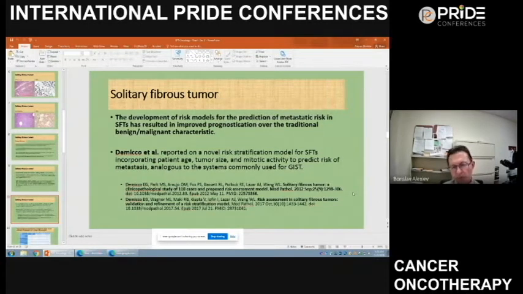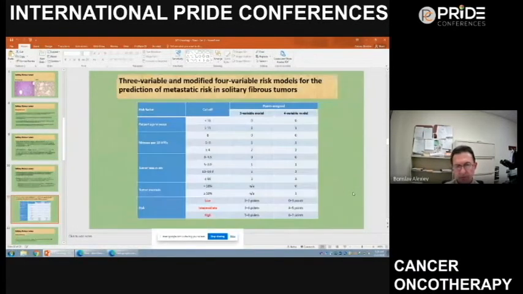The development of risk models for the prediction of metastasis risk in SFT has resulted in improved prognostication over the traditional benign-malignant characterization. Here, I would like to draw your attention to the studies performed at MD Anderson by D'Amico and her colleagues. They reported a novel risk stratification model for SFT incorporating patient age, tumor size, and mitotic activity to predict risk of metastasis, which is very similar to the one used for GIST, the gastrointestinal stromal tumors.